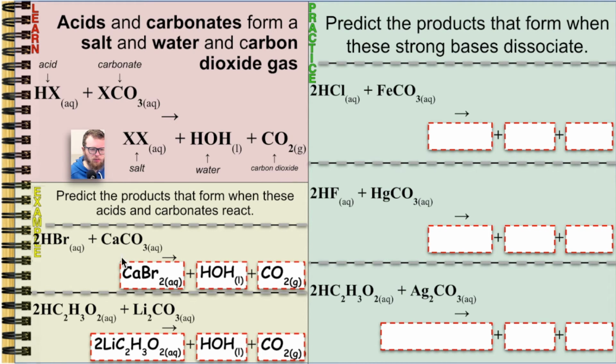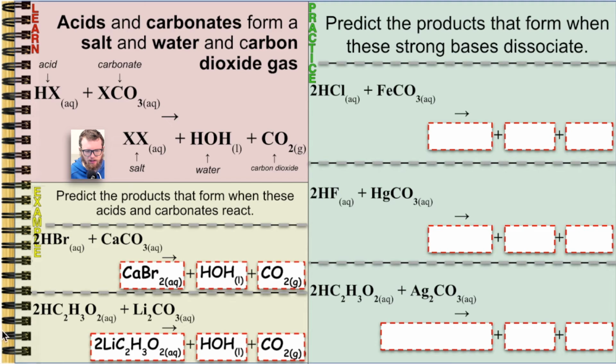So if we have 2 HBr and CaCO3, or calcium carbonate, we're going to take off the calcium, and we're going to take off the 2 bromines from over here to make CaBr2 aqueous. We're going to make some water, HOH, so these 2 hydrogens plus one of these oxygens from CO3, and then we'll be down to CO2 as a gas.